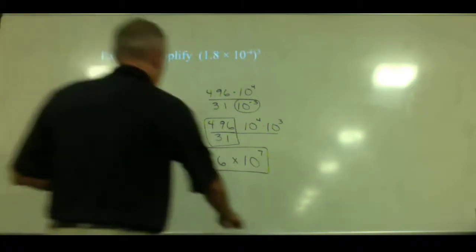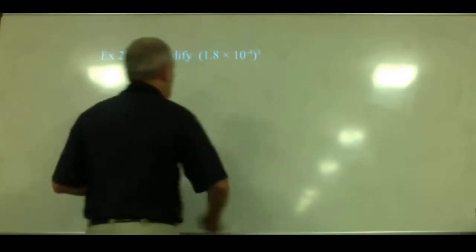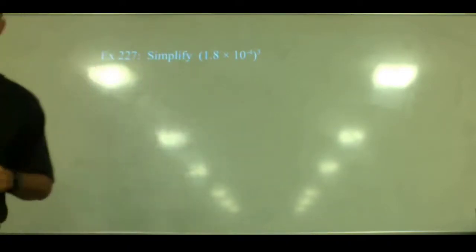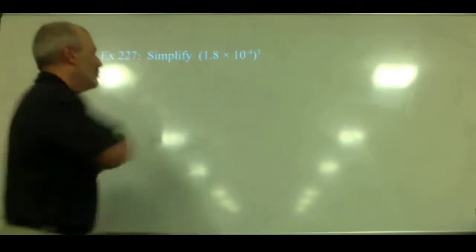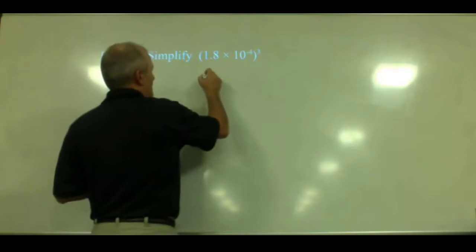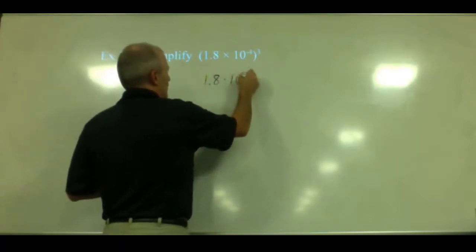All right. Oh, this one. What's going on here? 1.8. I like this one. You like it. Okay. 1.8 times 10 to the negative fourth. So let's write down what this means. 1.8 times, and then 10 to the negative fourth.